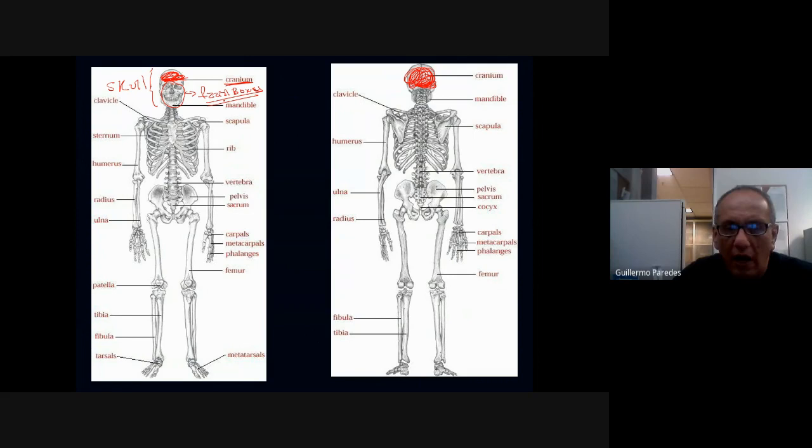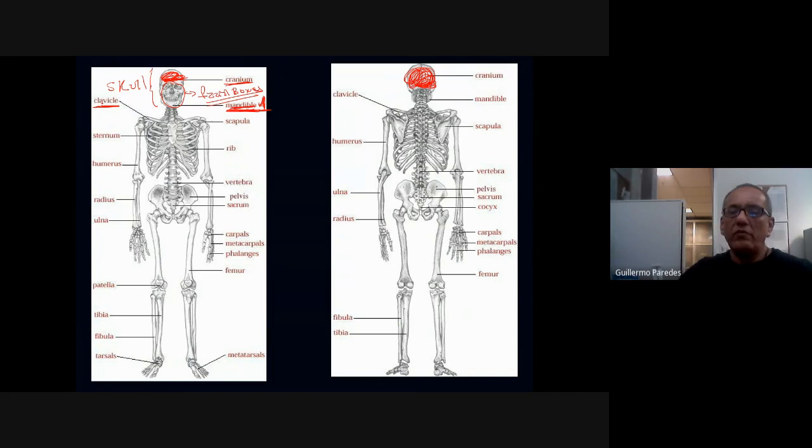Okay with that? The facial bones are all the bones on the face, and the rest is going to be cranium. Cranium plus facial bones is called the skull. You okay with that? So we have the jaw, or mandible. Mandible is going to be one mandible. How many mandibles do you have? One, right? Then we have the clavicle.